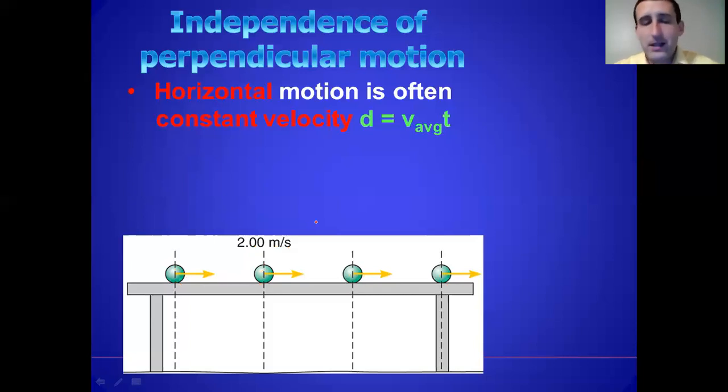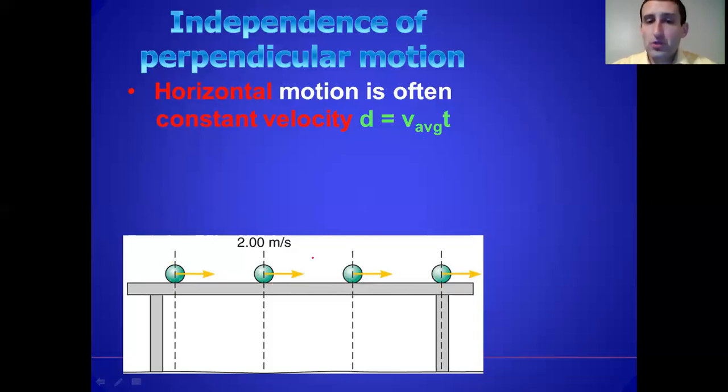Now, I'm not going to sit here and tell you that horizontal motion in our world is not accelerated. There's a lot of accelerated horizontal motion, but none of that acceleration is very constant. So we're going to focus on things like a ball rolling across a frictionless table where the ball just keeps going at the same speed. So that's going to be really nice because we can use this simple expression, distance equals average velocity times time, because if the velocity is constant, then whatever velocity we have is also the average, right?